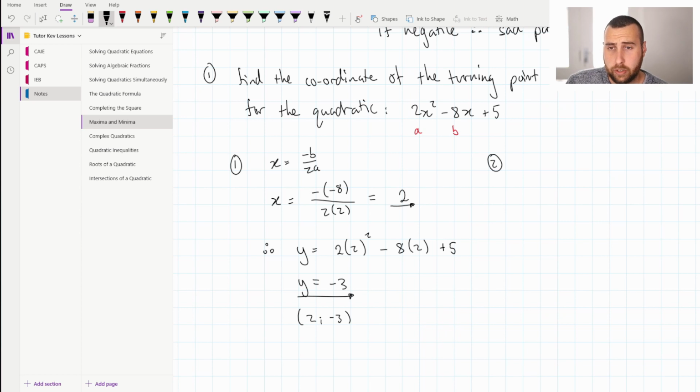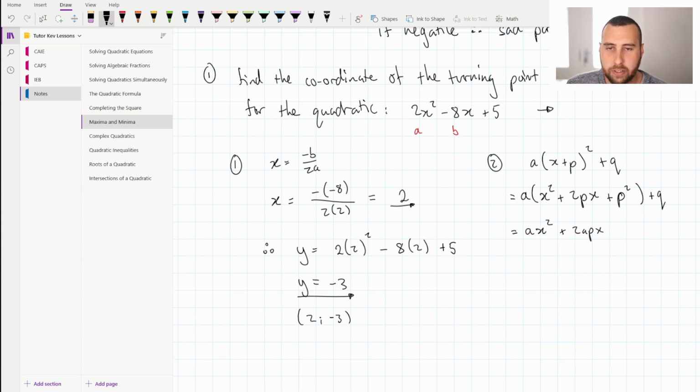So what we're going to do is convert this into the form a(x + p)^2 + q, where I'm going to manipulate this form and then do equating coefficients. So it's going to be a times (x^2 + 2px + p^2) plus q, and multiplying through, ax^2 + 2apx + ap^2 + q. And now we're going to relate these coefficients and solve for a, p, and q respectively.